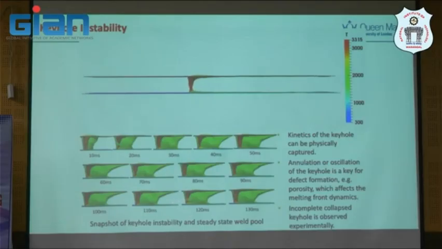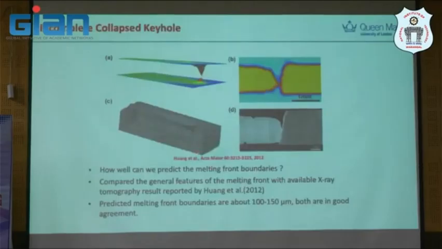We can even say something we call a fully developed melt pool. It is not actually fixed, because you see some undulation and oscillation of the keyhole, which is key for defect formation, especially porosity. This research suggests it happens at the melting front. The incomplete collapse of the keyhole is also observed experimentally, using X-ray thermography here.